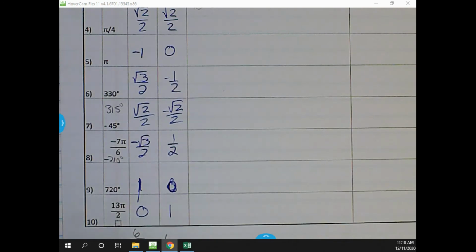Okay, so is everybody okay with what we're doing here for the cosine and the sine? Again, you go to this number, cosine is the first, it's the x coordinate, sine is going to be the y coordinate.